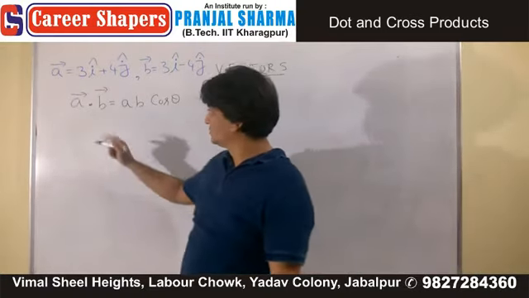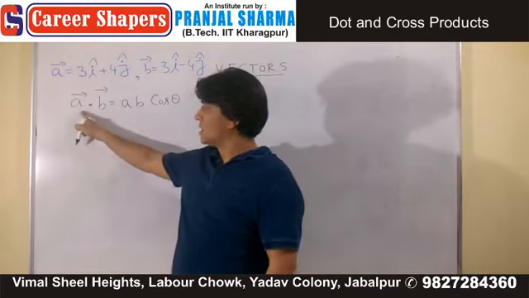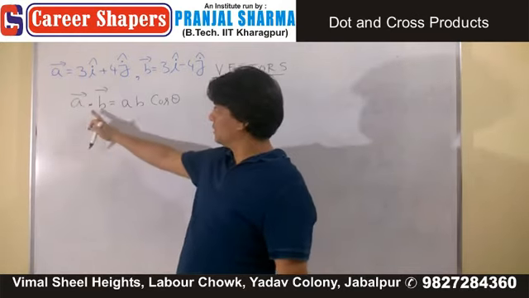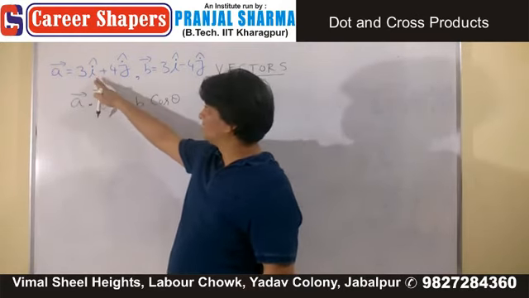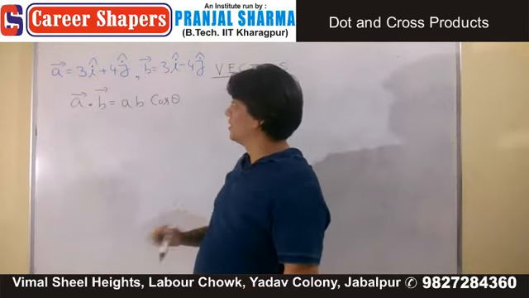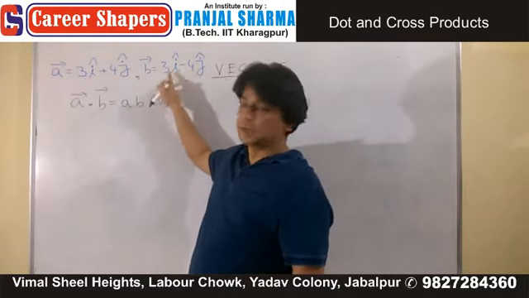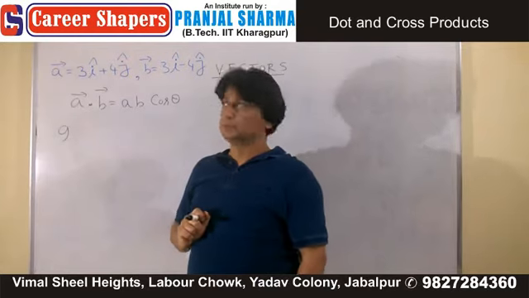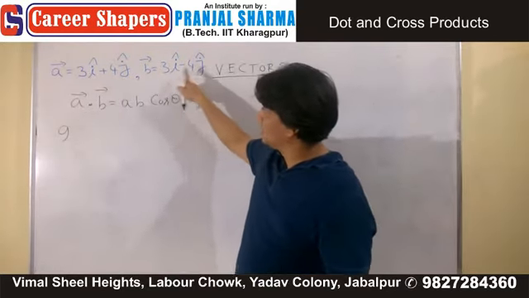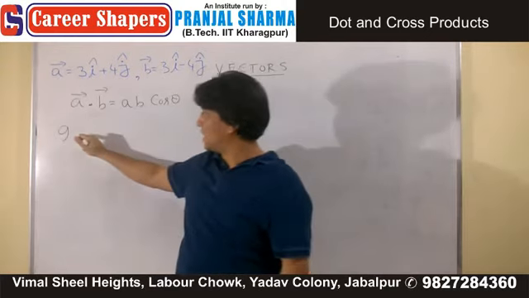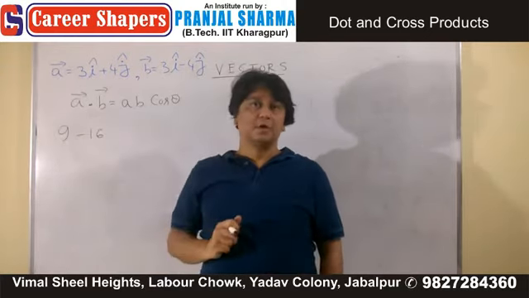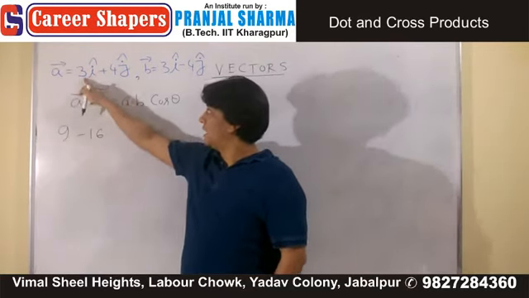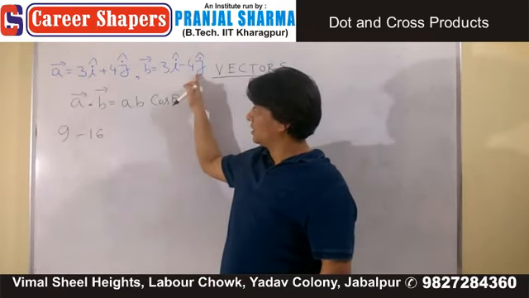First thing, A dot B. We can answer the whole thing in just one line. How do you find dot if vectors are given in terms of i and j? i with i, 3 multiplied by 3, 9. j with j, 4 multiplied by minus 4, minus 16. So when you go for dot, that's how you find dot: i with i, j with j.